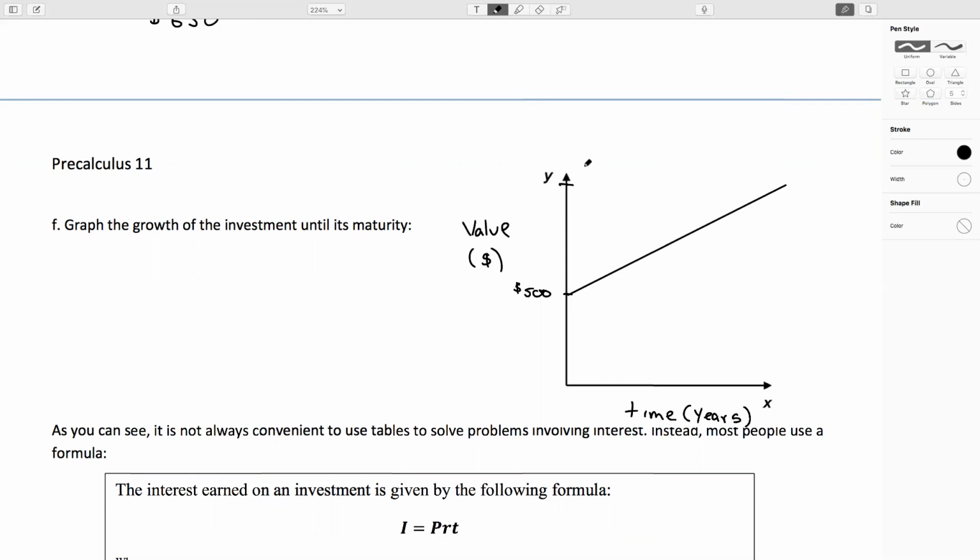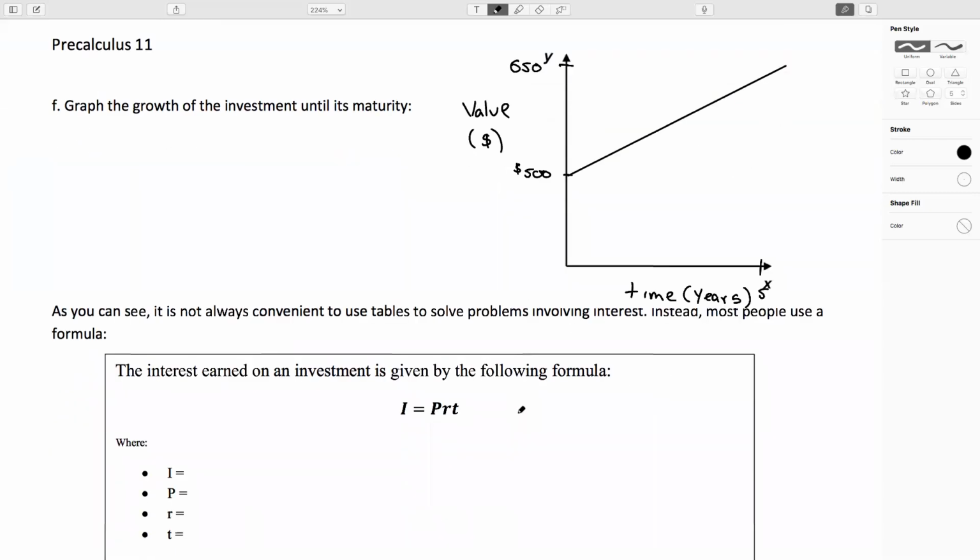At the very end here, I suppose this will be $650, and at the end here, this will be 5 years. It's not a very good graph because we go from 0 to 500, and the same distance goes to 650, but we can pretend like that is spaced out nicely.